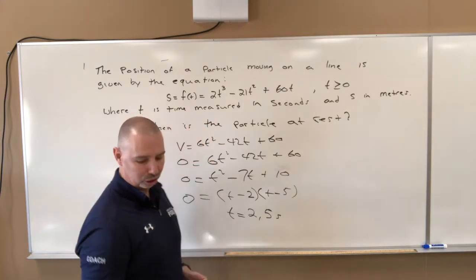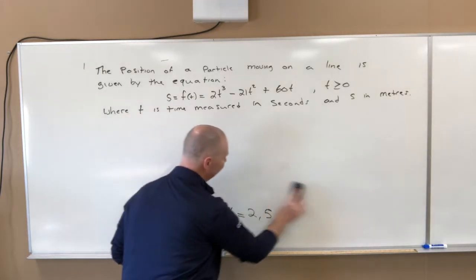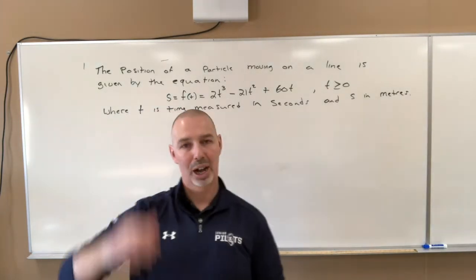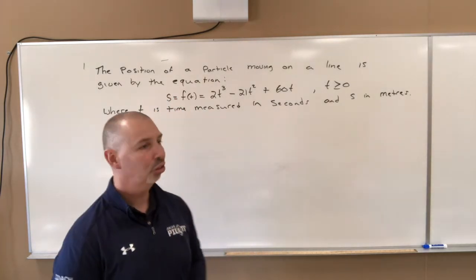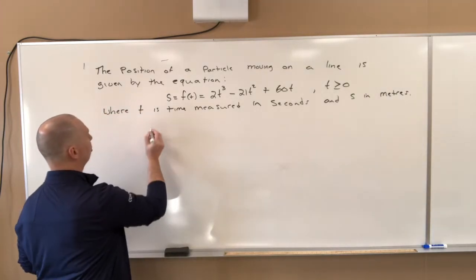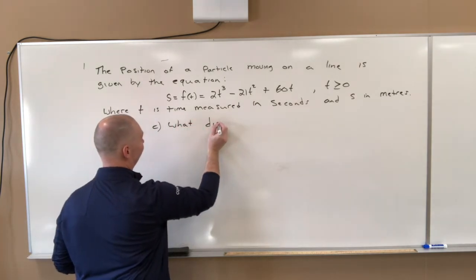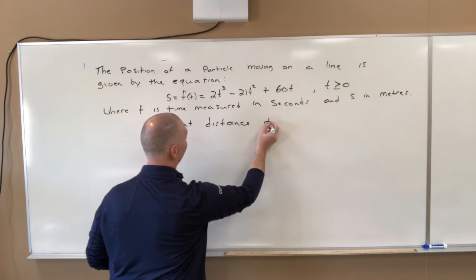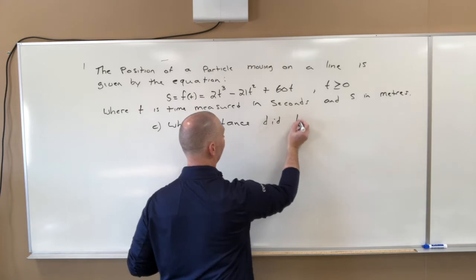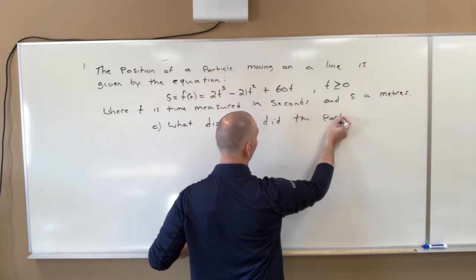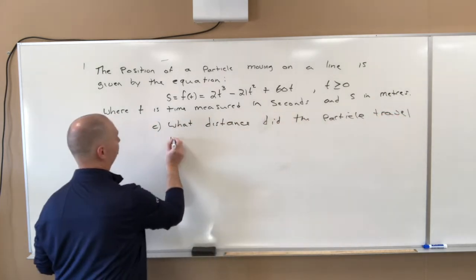Now, the final part of this that you could get is, what is the total distance that this particle has traveled in a certain amount of time? In this case, we're going to say, what is the distance traveled in the first 6 seconds? So we're going to call this part D. What distance did the particle travel in 6 seconds?